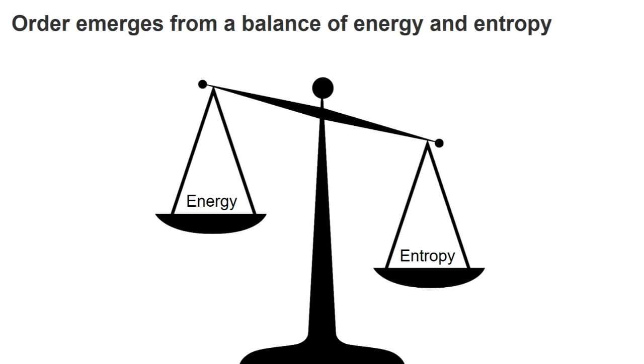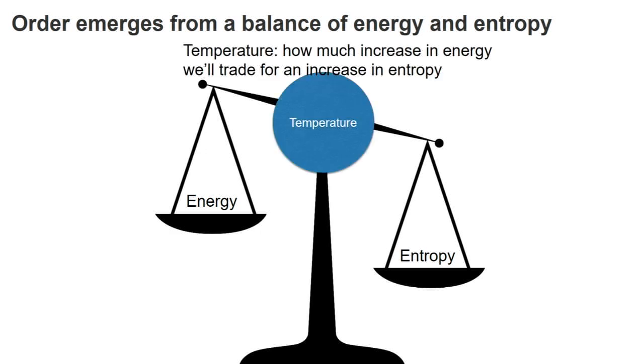Systems have a tendency to go to low energy, which is usually an ordered state of matter. They also have a tendency to go to high entropy, which is usually a disordered state of matter. So these two things are in conflict with each other. And so how does a system decide whether to become ordered or disordered? And the answer is the temperature. You could define temperature as how much increase in energy you're willing to trade for an increase in entropy. So as the temperature changes, suddenly the balance shifts, and you go from a disordered state to an ordered state.